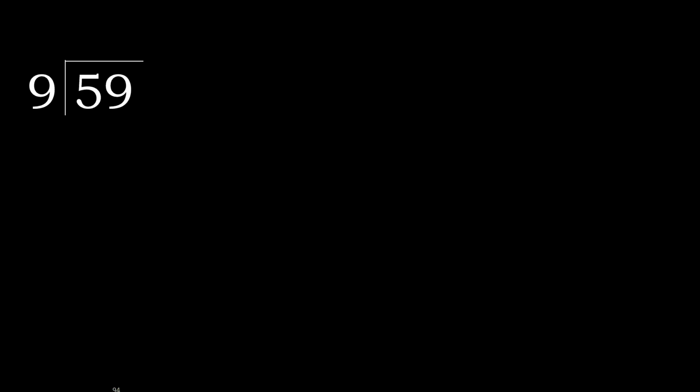59 divided by 9. 5 is less, therefore take the next digit. 59 is not less, therefore work with 59. 9 multiplied by which number is nearest to 59, but not greater? 9 multiplied by 7 is greater. Multiplied by 6, 54 is not greater. Okay, subtract.